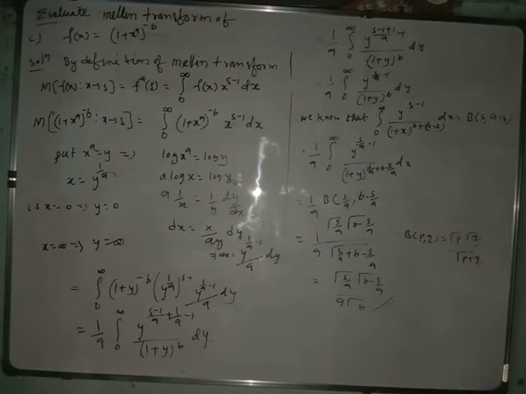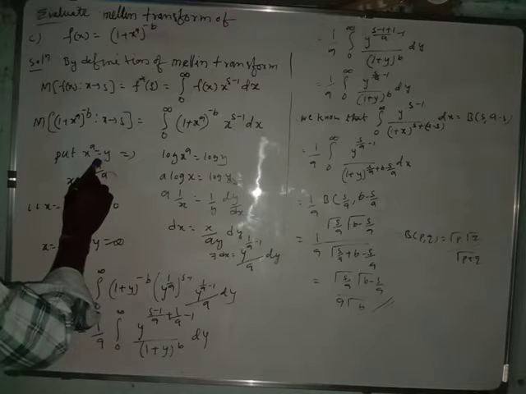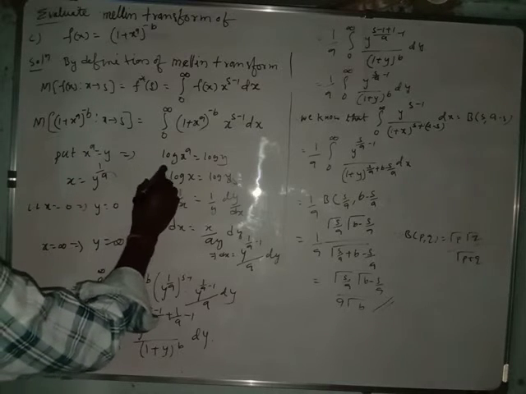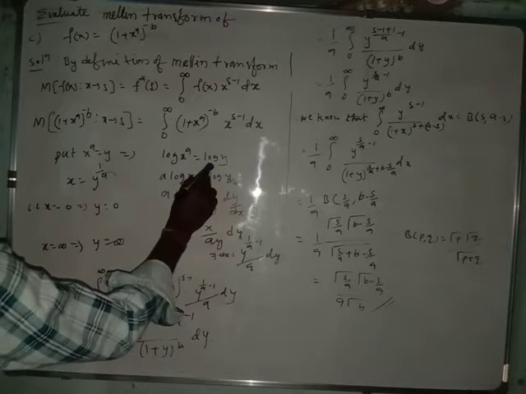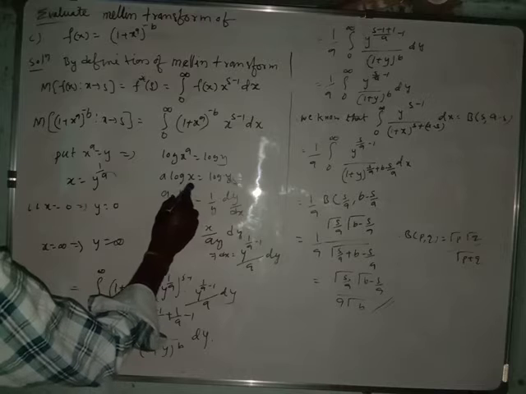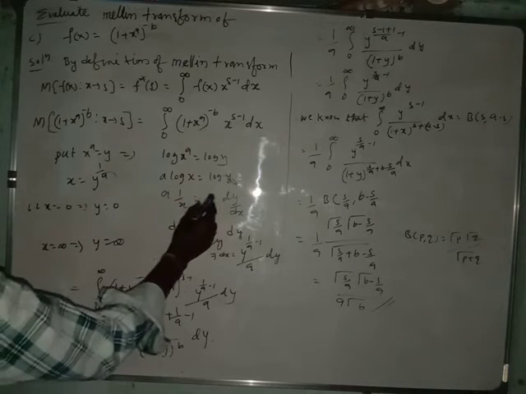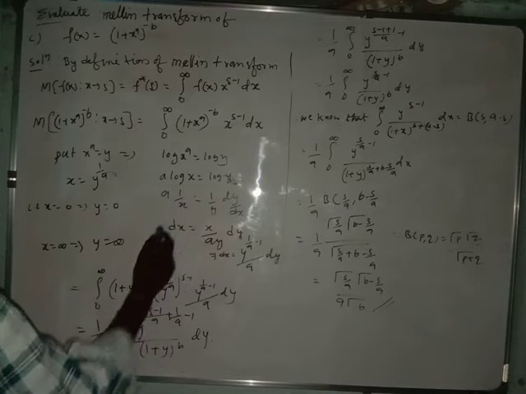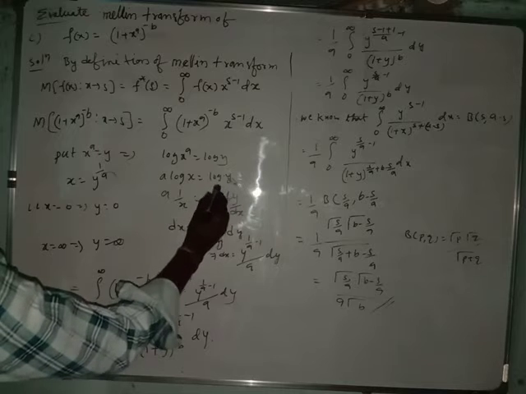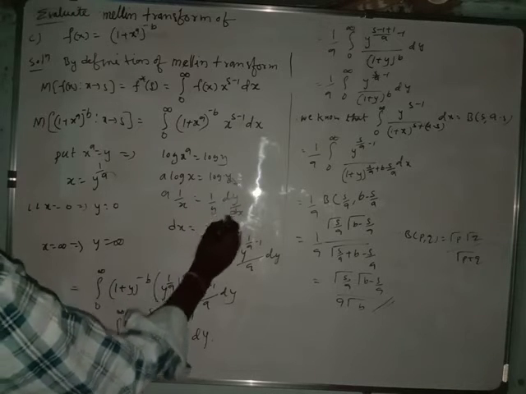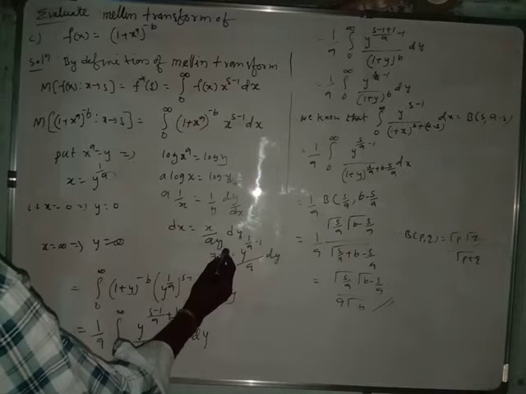Okay, now put x^a equal to y. Taking log on both sides, log of x^a equals log of y, so a into log of x equals log of y. Differentiating with respect to x, a is constant, so a by x equals 1 by y into dy by dx. Here dx equals x by a y into dy.